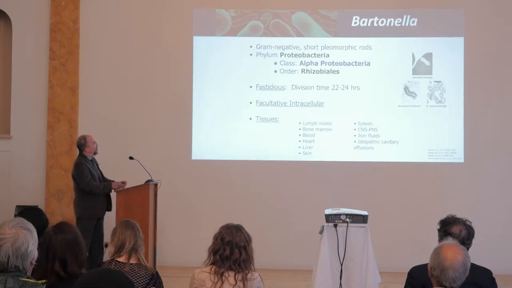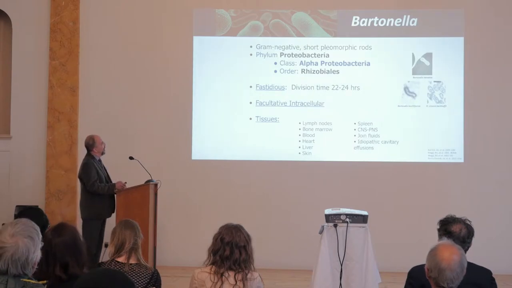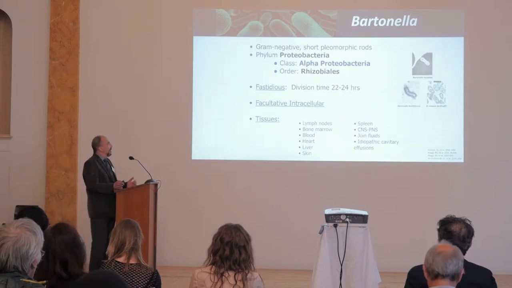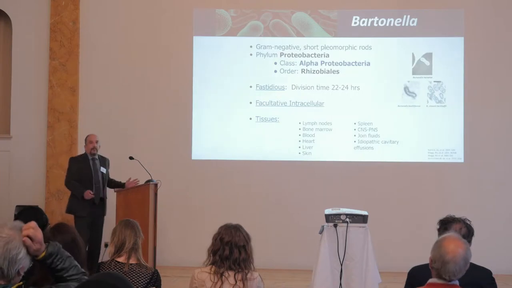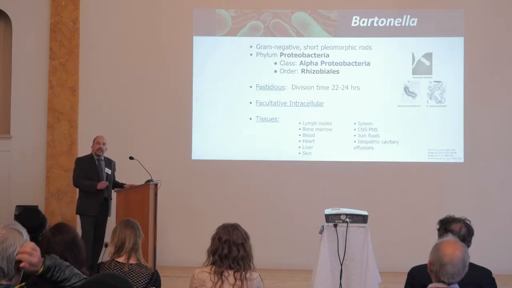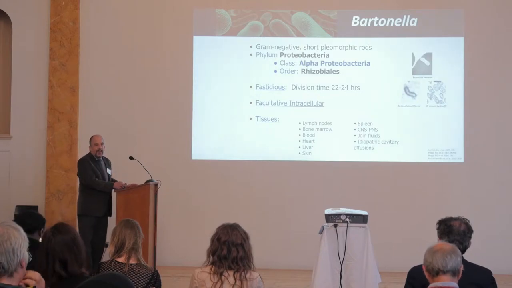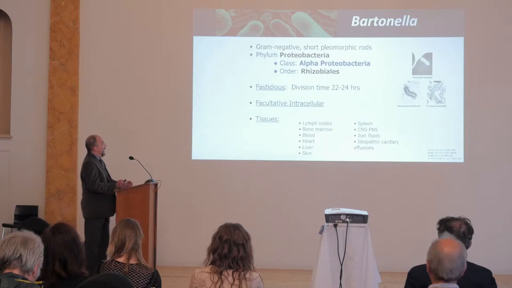So what I'm going to introduce is Bartonella. All of you know the name at least. So I'm going to try to present them to you in the way I'm looking at it. Bartonella is an alpha proteobacteria. It's a short pleomorphic rod. It belongs to the Rhizobiales. It's a little bit different from the other alpha proteobacteria like Rickettsia, Anaplasma, and Neorickettsia.